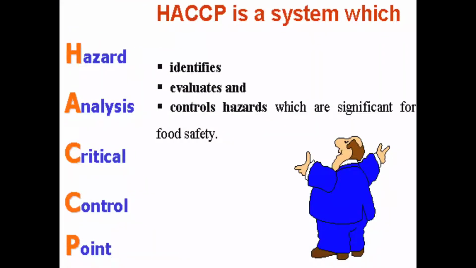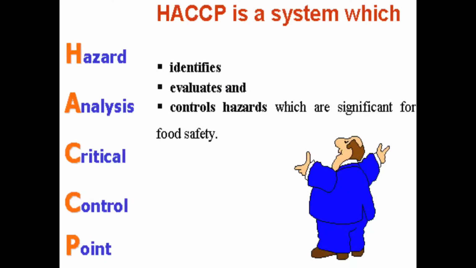So HACCP is a system. Let's look at the abbreviation. What exactly does HACCP mean? H stands for Hazard, A for Analysis, C for Critical, C for Control, and P for Point. So the abbreviation HACCP is nothing but Hazard Analysis Critical Control Point.